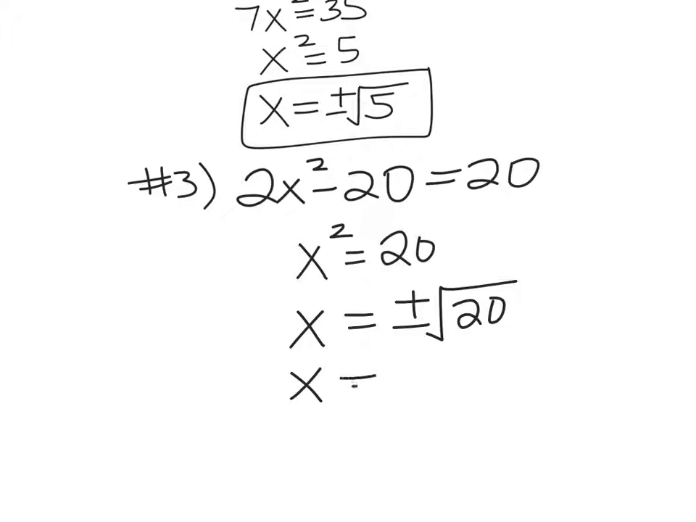But I do know where it comes from. So rad 20 has a 4 in there. 4 times 5, right? We did this earlier last week. And so we get 2 answers, which are going to be plus or minus 2 rad 5.